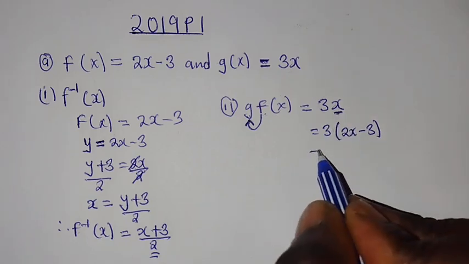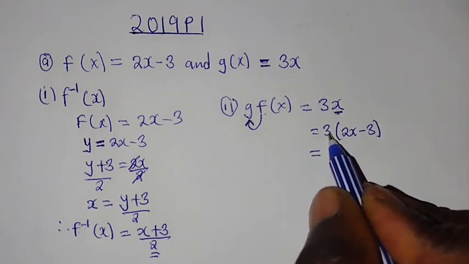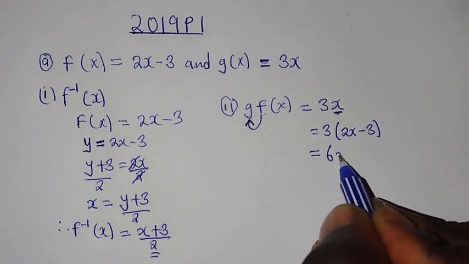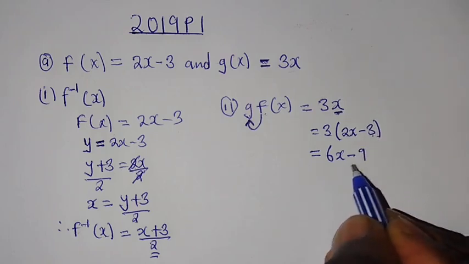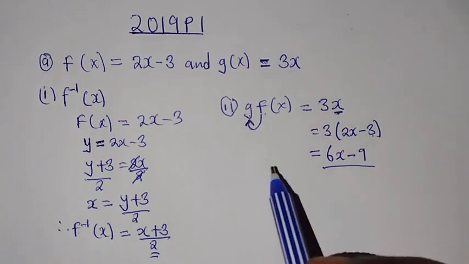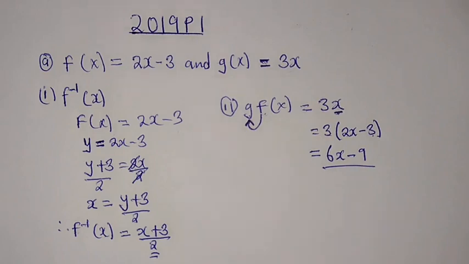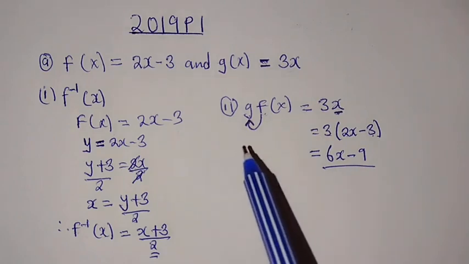Then from here, we can open the bracket by multiplying 3 times 2x, which will be 6x, minus 3 times 3, it's a 9. So this is our function that we have. Okay, so we have answered our Roman numeral 2.